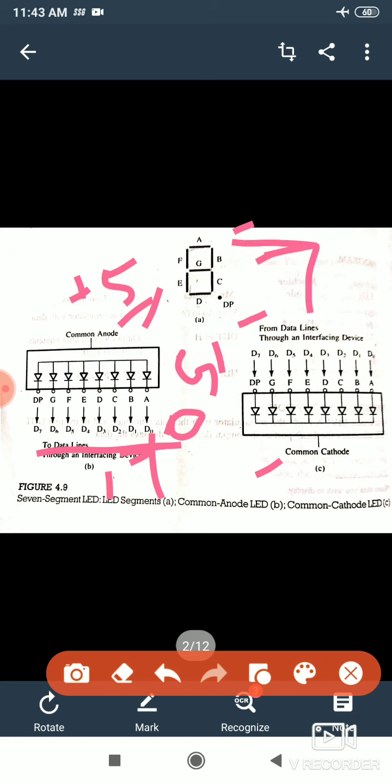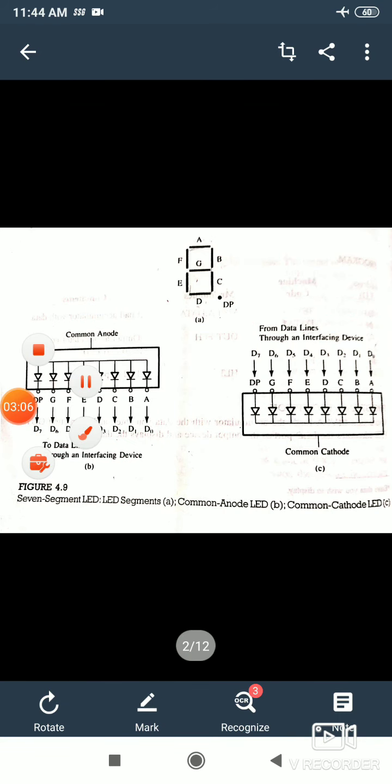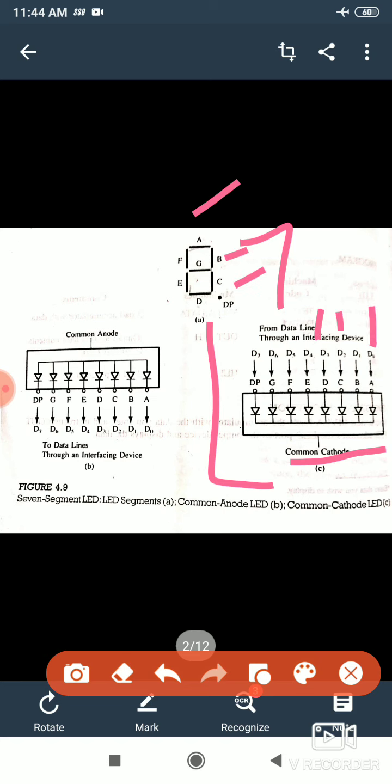So if we have to glow 7, which parts of the LED should glow? A, B and C should be activated. If we are using common anode, then A, B, C should be 0 and the rest should be 1. Now in the common cathode, all the cathodes are common and the anode is attached to the data lines, such that whenever we give 1 at the data line, only then will the LED glow. So to glow 7 in common cathode, A, B and C should be high and all others should be low.